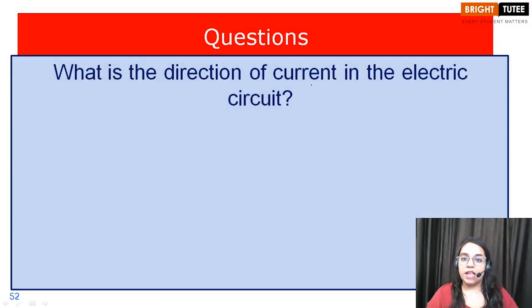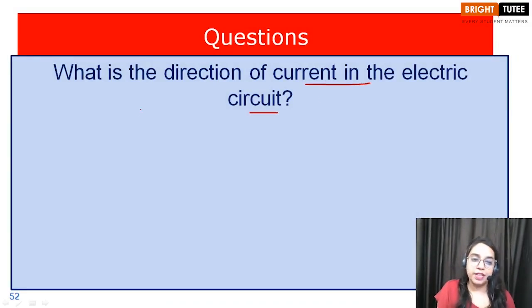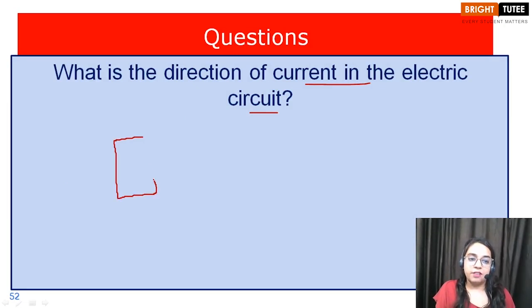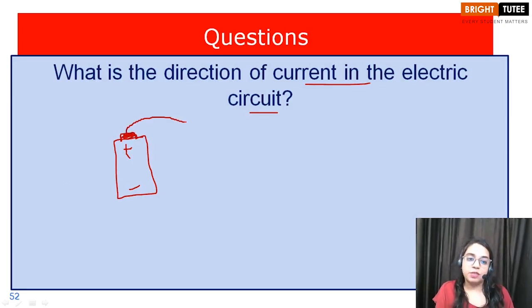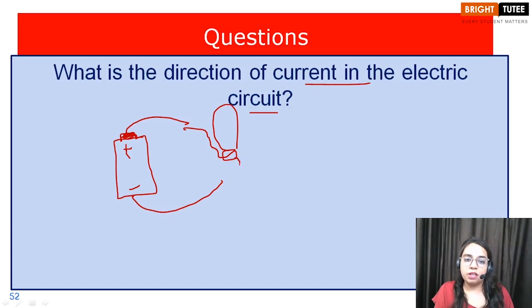What is the direction of current in the electric circuit? So children, suppose we have this electric circuit. We have a cell over here with a positive terminal and a negative terminal. At the positive terminal we have a metal cap, right? We have connecting wires, and these connecting wires are connected to the connecting wires from the bulb, right? And this is our circuit.